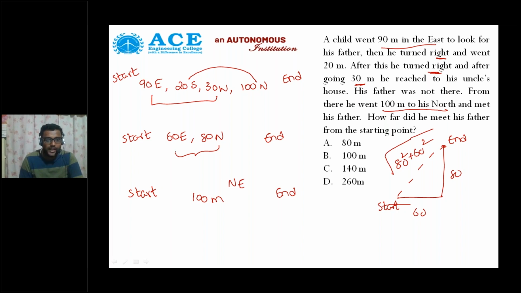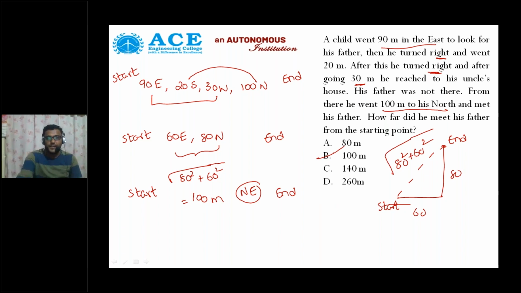Okay, so directly when you get northeast and so on, you can just utilize the square root of 80 squared plus 60 squared. You can apply this directly when you get northeast, southeast, or southwest, the cardinal directions, when you finally have two directions, to find the distance. So the answer is 100 meters northeast. Fine.